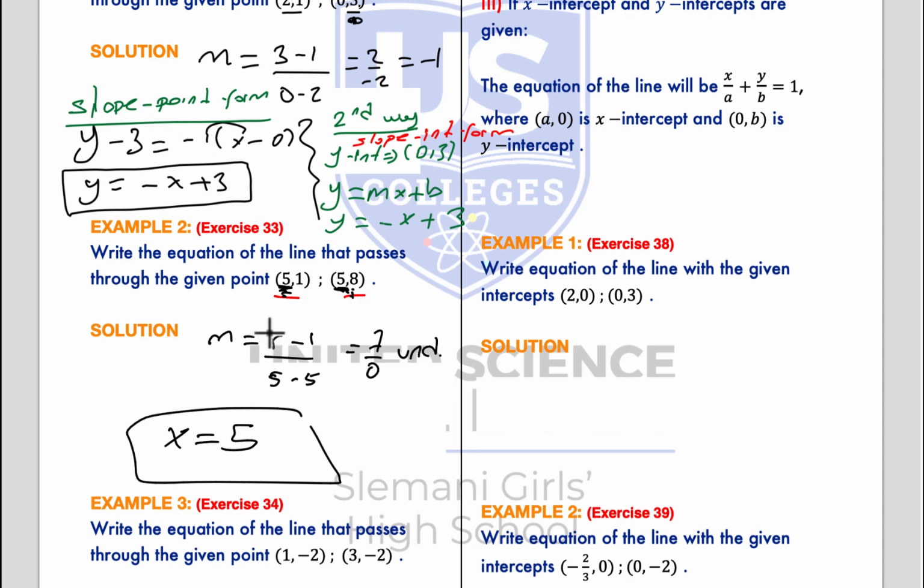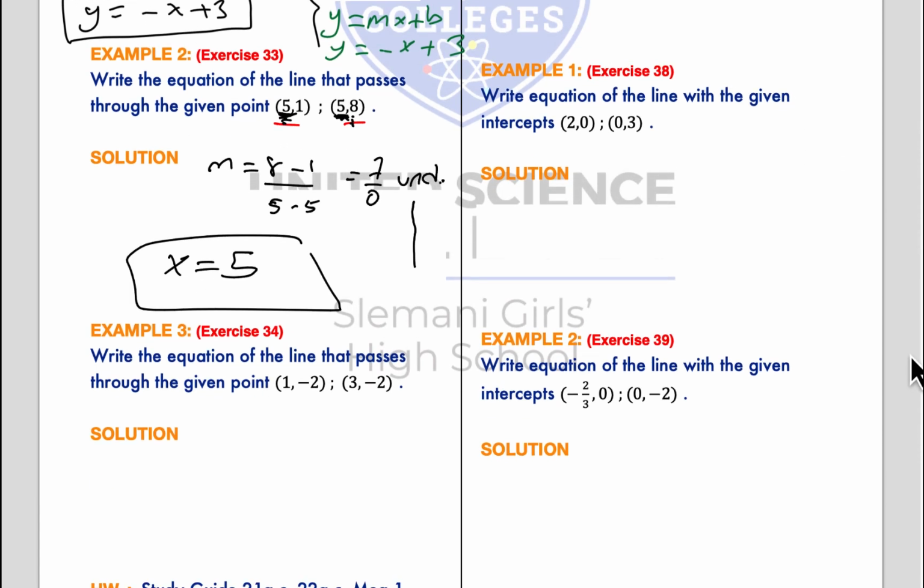Even if you can't think of this, you find the slope. It's an undefined slope. Whenever the slope is undefined, the line is vertical. Whenever the line is vertical, its equation is x equals something. That something is given in the question. And in the points, that something is given as 5. So in a nutshell, if your x values are the same, your equation is directly x equals that same x value. Similarly, next question.